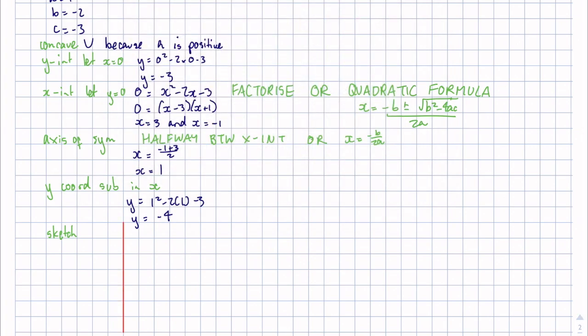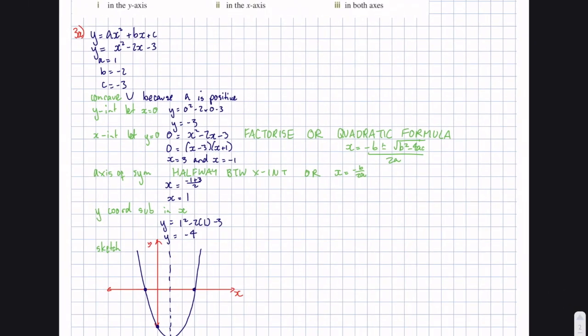We're not going to be brilliantly accurate. We're going to mark in our y-intercept, negative 3, x-intercepts, negative 1, positive 3, axis of symmetry, y-coordinate of the axis of symmetry, and it's going to go, if I can draw, looks like that. That's it being sketched.